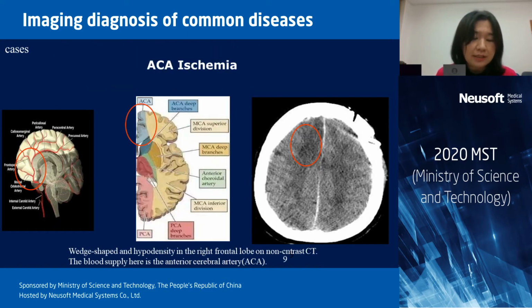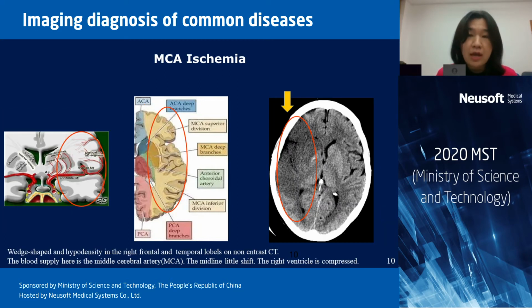Look at this case. We can see the midline shift and hypodensity in the right frontal lobe on CT. The blood supply here is the anterior cerebral artery. Look at the case of MCA ischemia. We can see the wedge shape and hypodensity in the right frontal and temporal lobe on CT. The blood supply here is the middle cerebral artery. The midline has a little shift. The right ventricle is compressed.